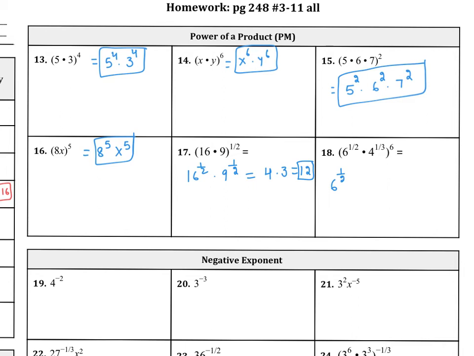6 to the power 1 over 2 times 6, and 4 to the power 1 over 3 times 6. So that's 6 to the power 3. And when you solve this, it's going to be 4 to the power 2. So 6 to the power 3 times 4 to the power 2.